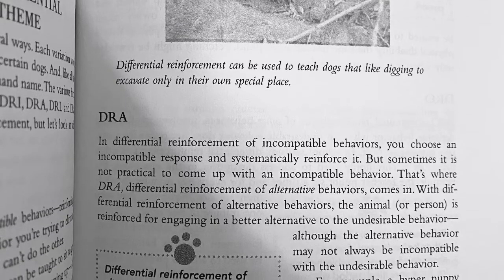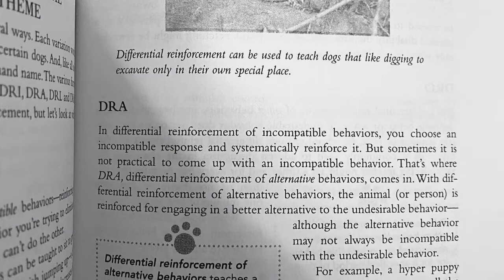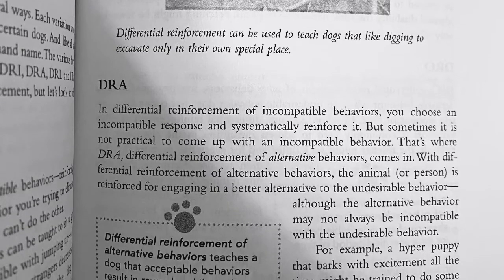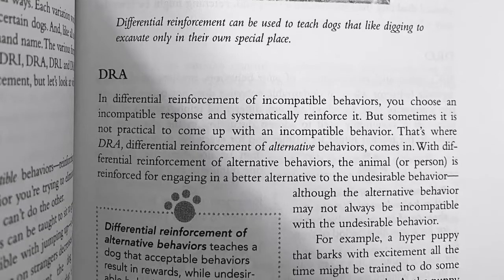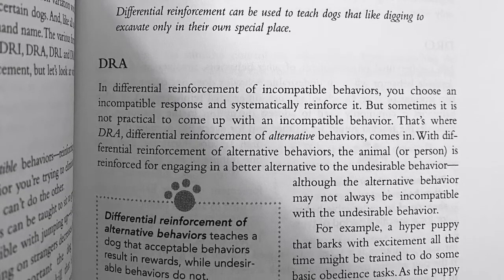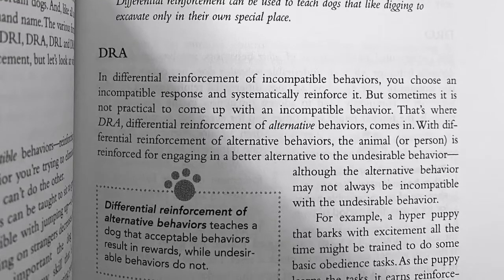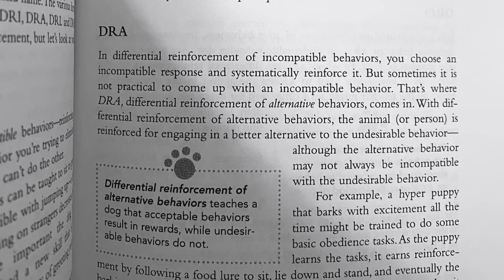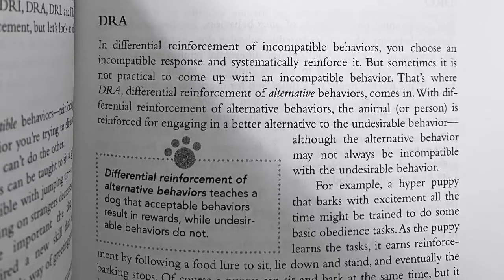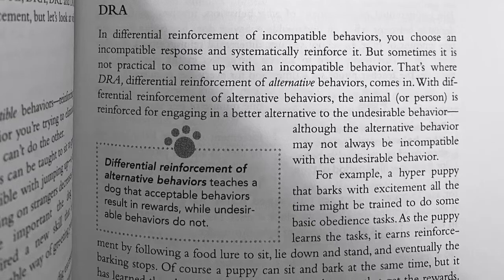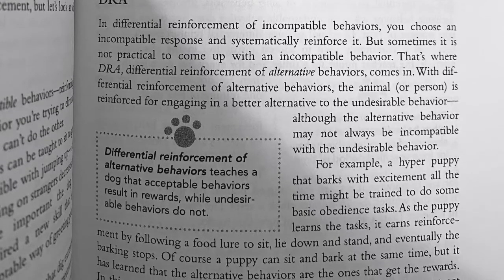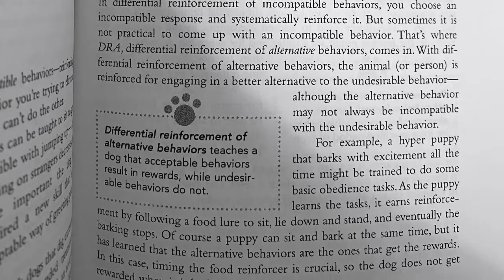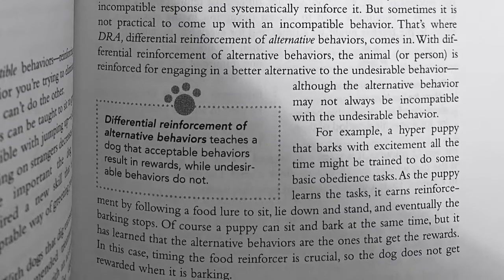For example, a hyper puppy that barks with excitement all the time might be trained to do some basic obedience tasks. As the puppy learns the tasks, it earns reinforcement by following a food lure to sit, lie down, and stand, and eventually the barking stops. Of course, a puppy can sit and bark at the same time, but it has learned that the alternative behaviors are the ones that get the rewards. In this case, timing the food reinforcer is crucial, so the dog does not get rewarded when it is barking. Differential reinforcement of alternative behaviors teaches a dog that acceptable behaviors result in rewards while undesirable behaviors do not.